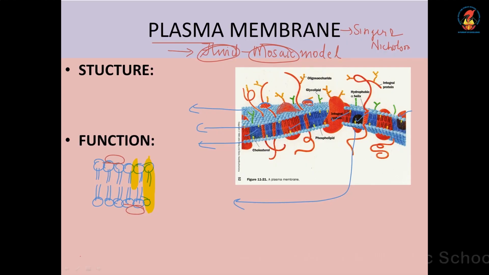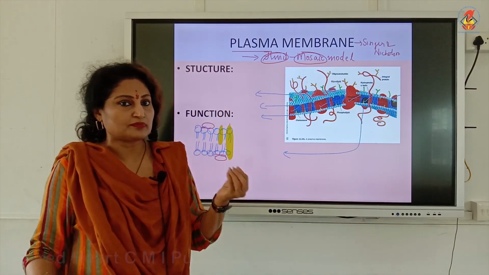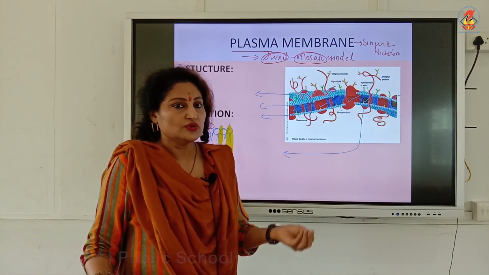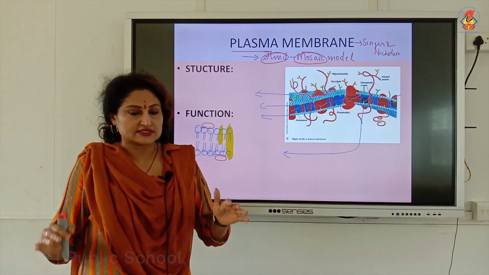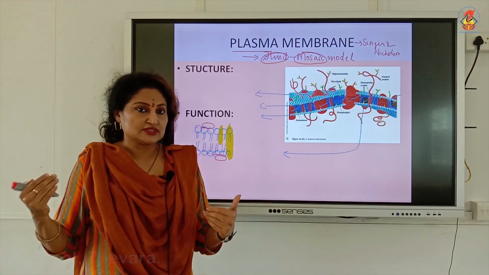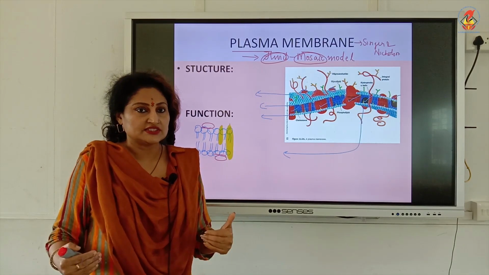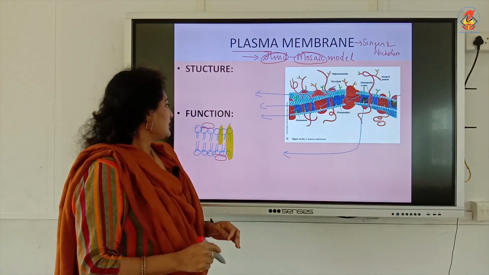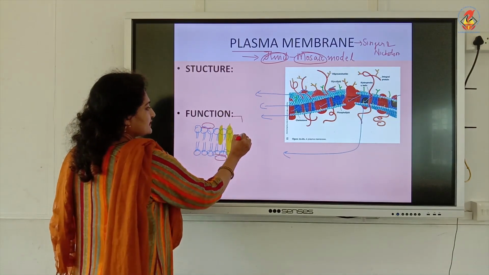And the speciality of this fluidity, it enables the cell to grow, enables cell division, endocytosis and secretion. So this fluidity of the plasma membrane is very, very unique because it helps the cell to grow, helps the cells to divide, and helps in the process of endocytosis, secretion, etc. Now the next aspect is coming to the function.